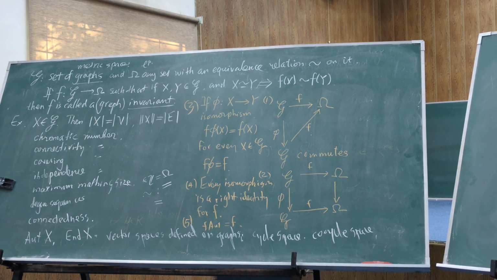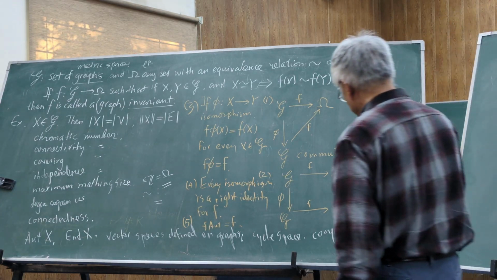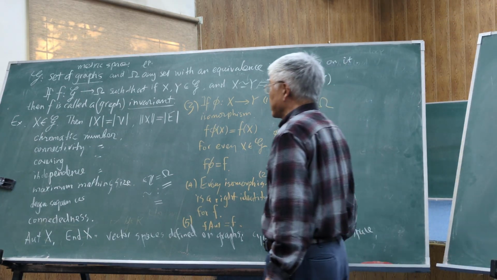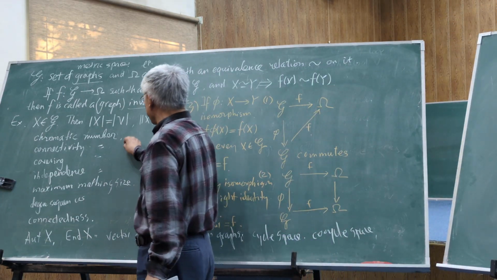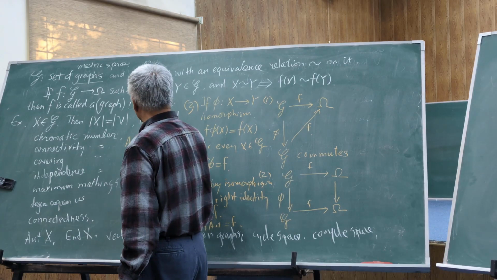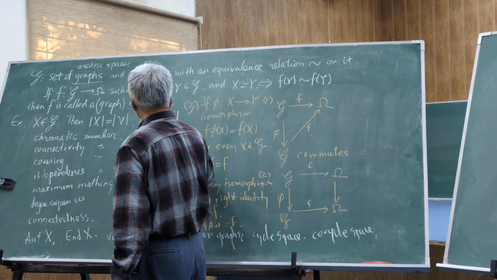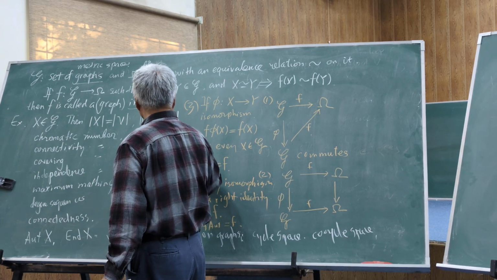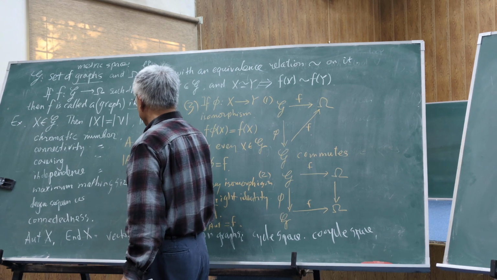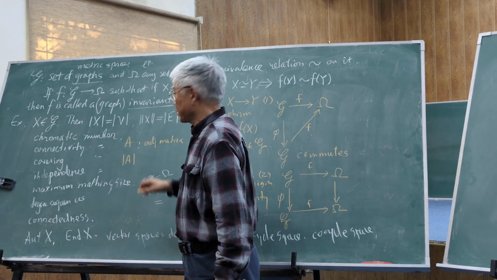Any questions or discussions? There are also integral invariants for graphs. For example, the determinant of the adjacency matrix is invariant. That's additive. A is the adjacency matrix. And the determinant, this is an integer.